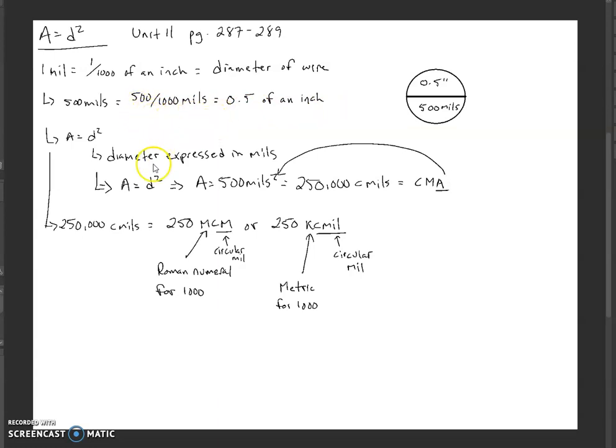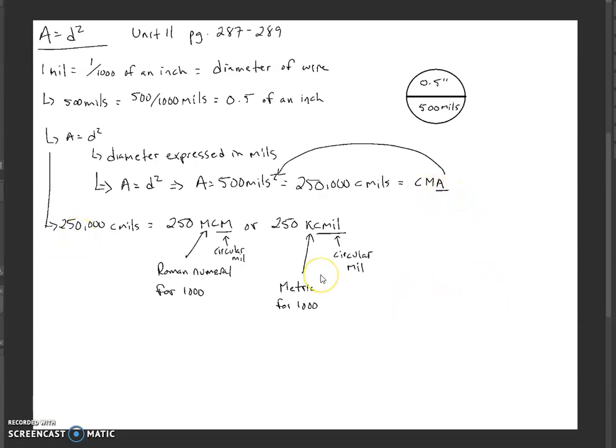So the area equals diameter squared. The diameter is expressed in mils, the circular mil, and when we square this, that's where we get to the area. So we have 500 mils, and when we have 500 mils squared we end up with 250,000 circular mils. As soon as we square it, that's where we end up with the area. It's one dimension times the other dimension that gives us the square, and that's where we accumulate the area.